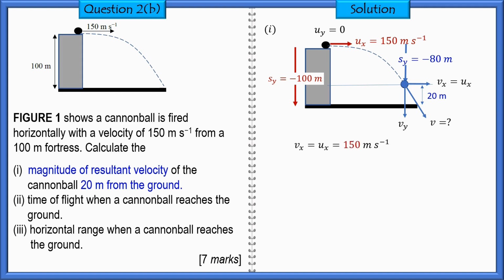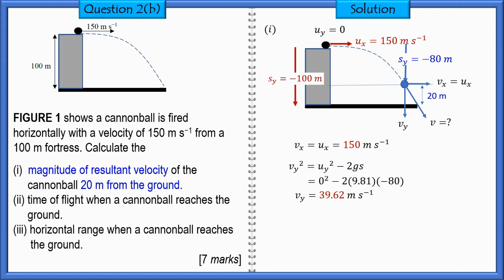And well known for the projectile motion, Vx is always equal to Ux. So Vx is equal to 150 meters per second. For the Vy, you need to calculate the Vy by using the equation Vy squared equals Uy squared minus 2gs. Substitute Uy, which is equal to 0 at the maximum height, g is negative 9.81, and the displacement is negative 80. You will get that the Vy is equal to 39.62 meters per second.